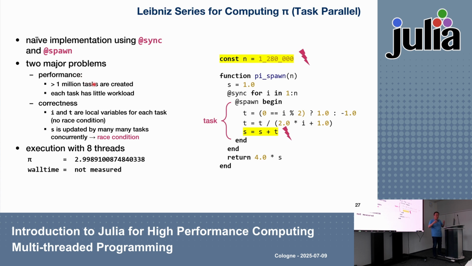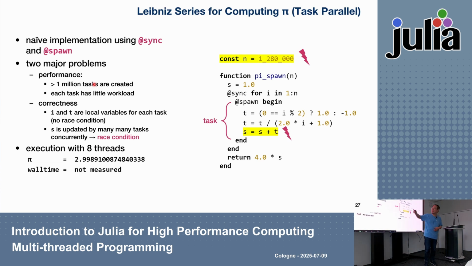I said the programmer may not realize that he or she has spawned 1 million tasks, but here it happens because we want to calculate 1 million terms. And here, as you can see, n is 1 million, and one can easily spawn more than 1 million tasks. That is really bad for the performance.